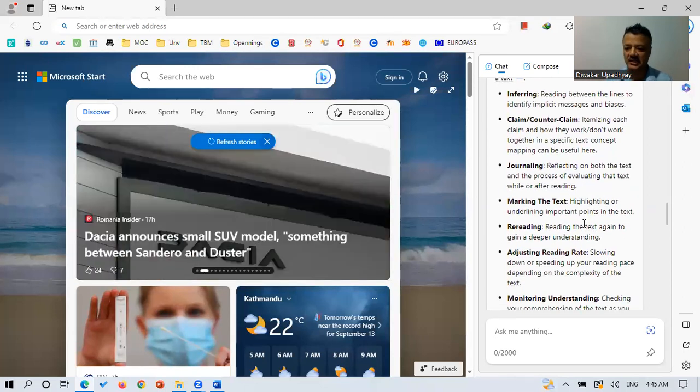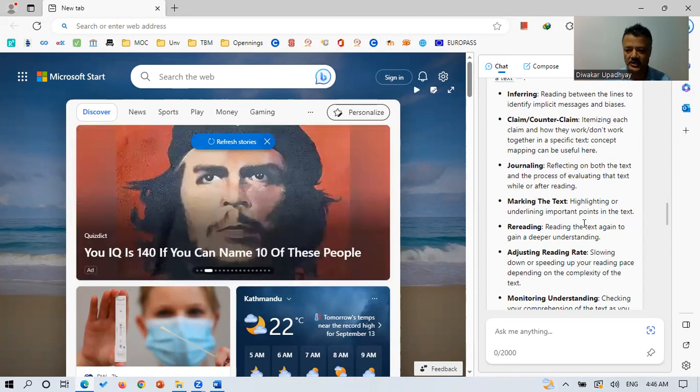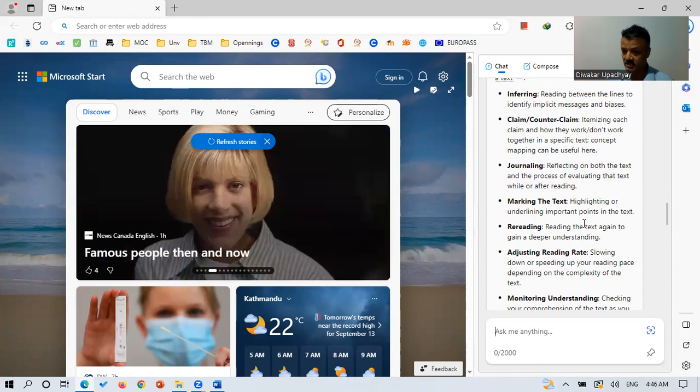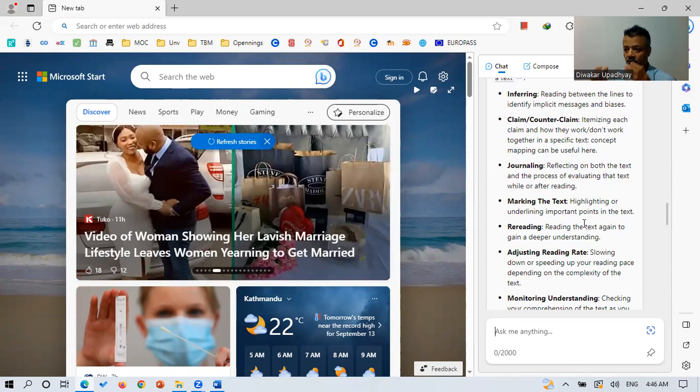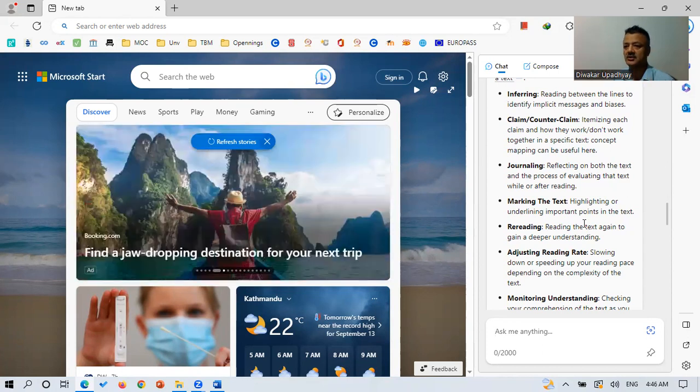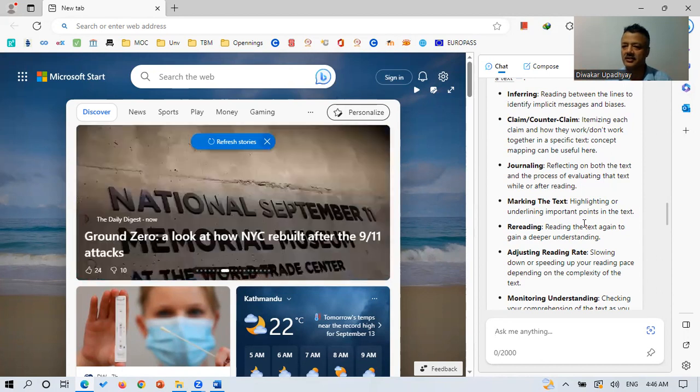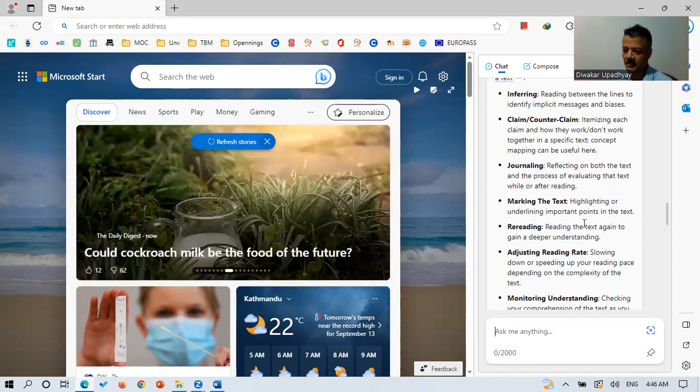Okay, journaling: reflecting on both the text and the process of evaluating the text while or after reading. So critical reading is you read and you reflect on the process of the text writing, how the text has been written, right? You read and also reflect on how the text has been written.